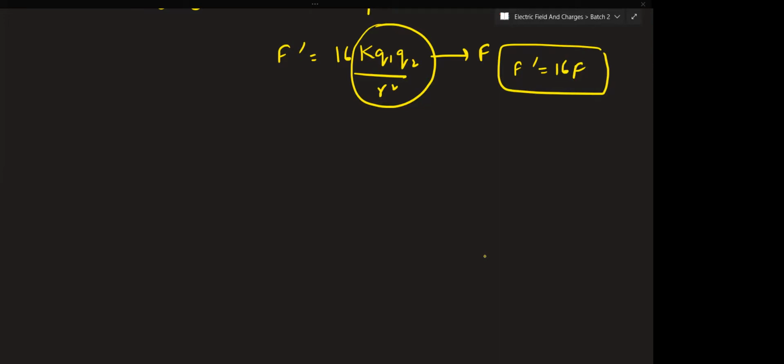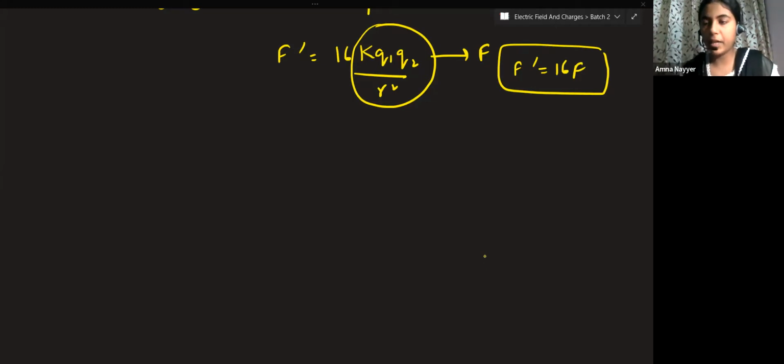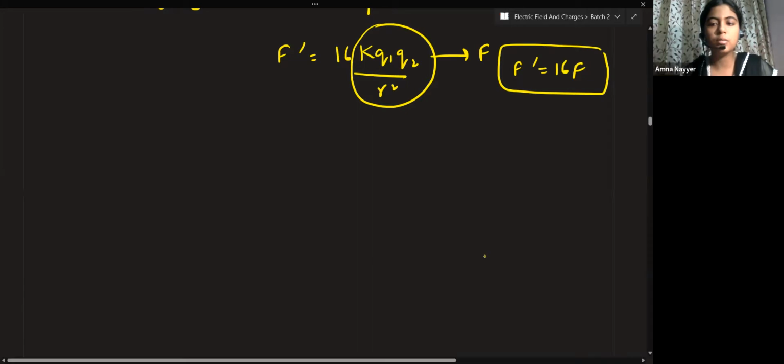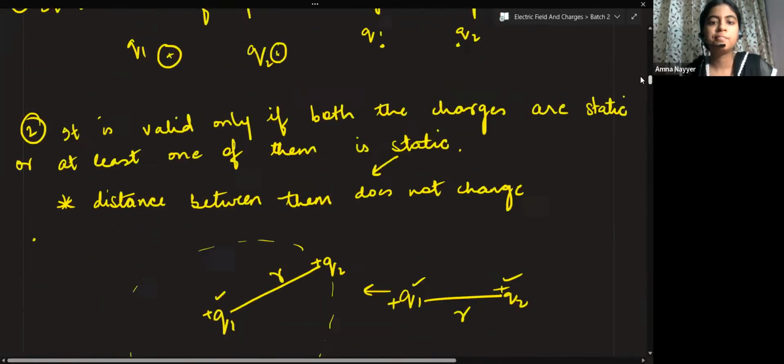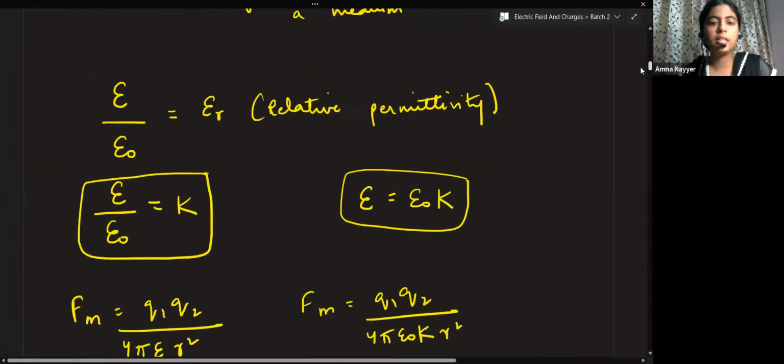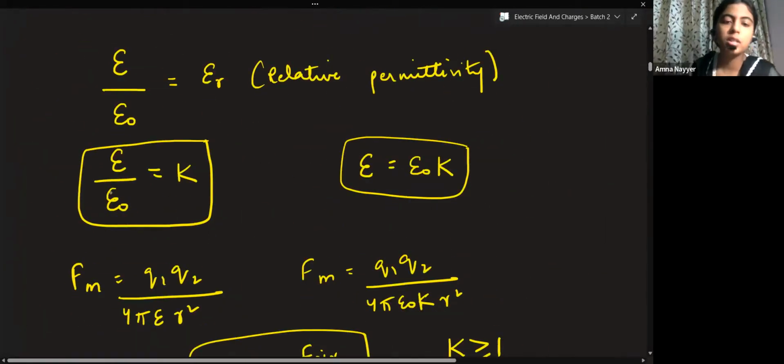Epsilon naught is 8.85 into 10 raised to minus 12. Not minus, only 8.85 into 10 to the power minus 12. All right, so that's what we had seen. This was the permittivity value, and the relation with dielectric constant, epsilon divided by epsilon naught, gives us K.